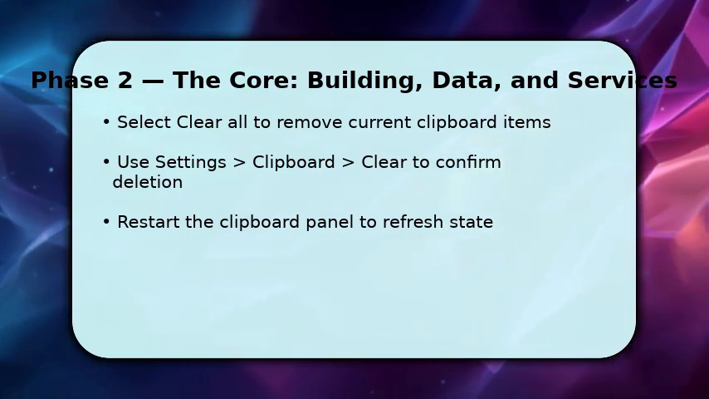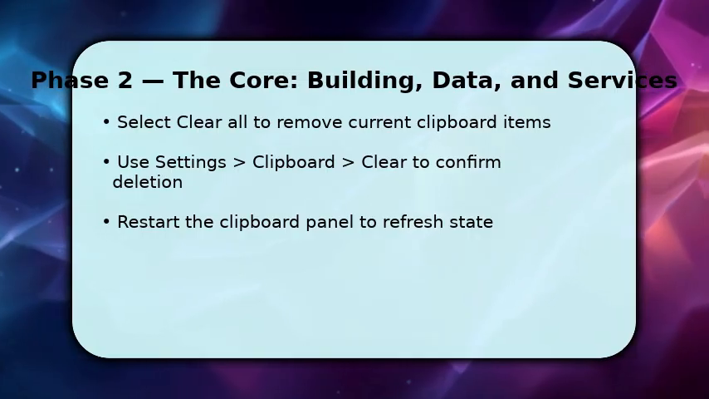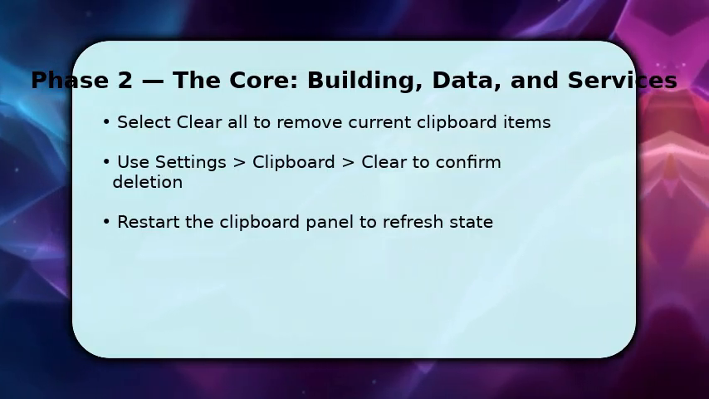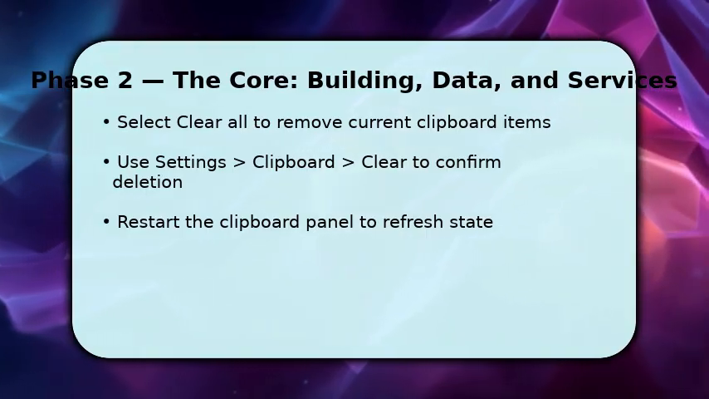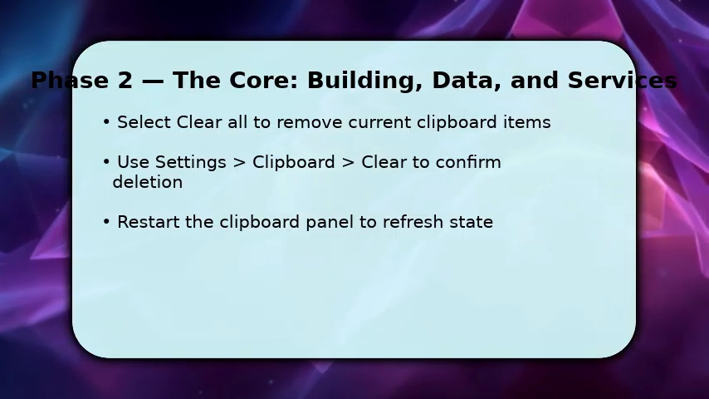Select Clear All in the Windows key plus V panel to remove listed items immediately. If you prefer settings, go to Settings System Clipboard and press Clear under Clipboard Data. This fully deletes stored snippets.